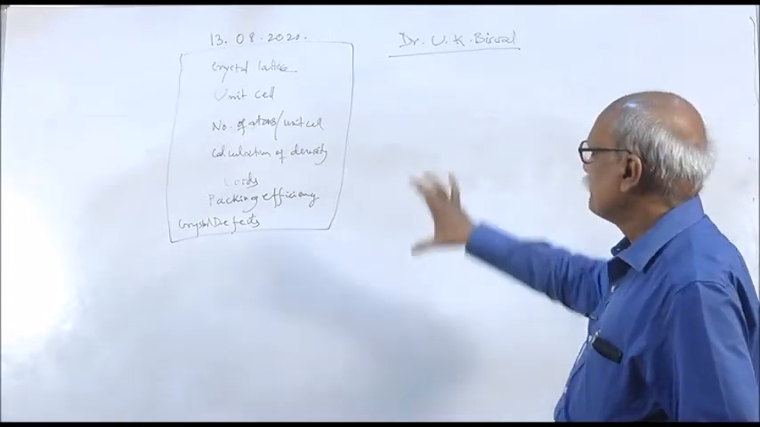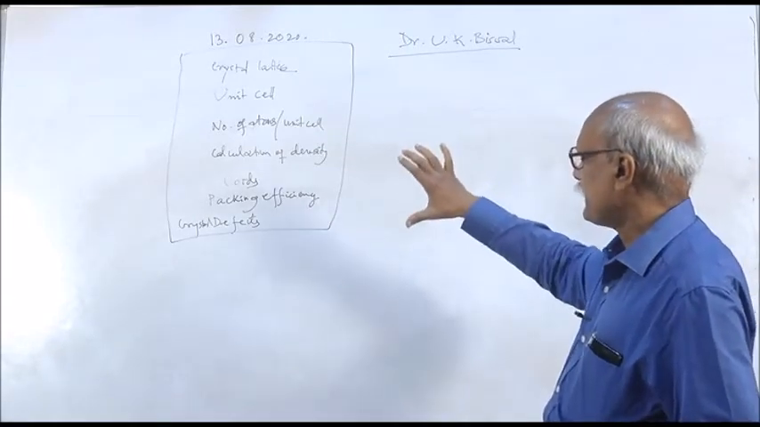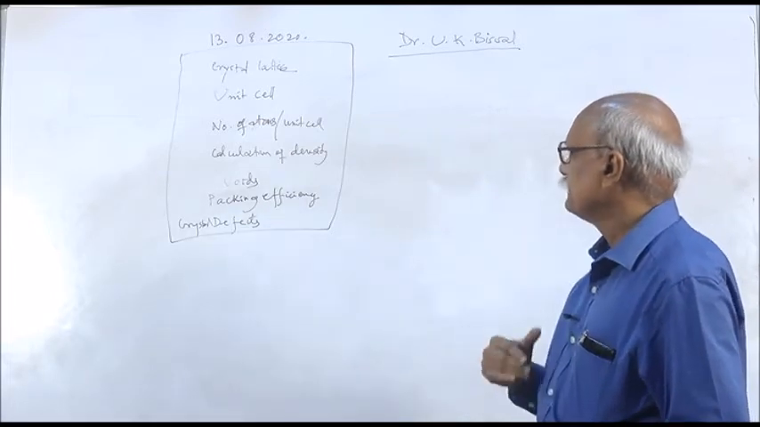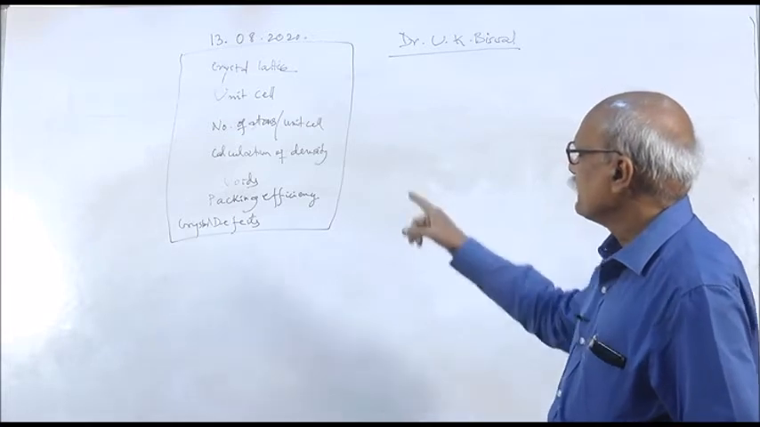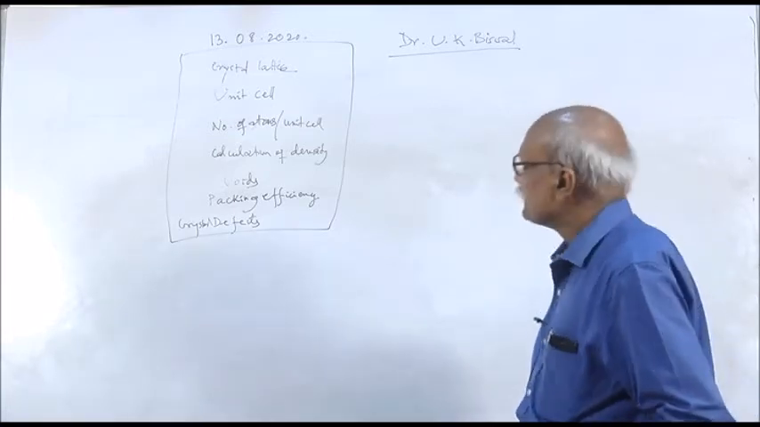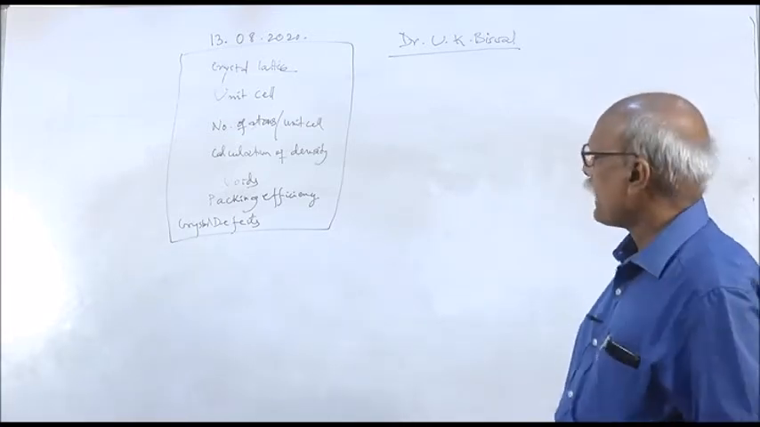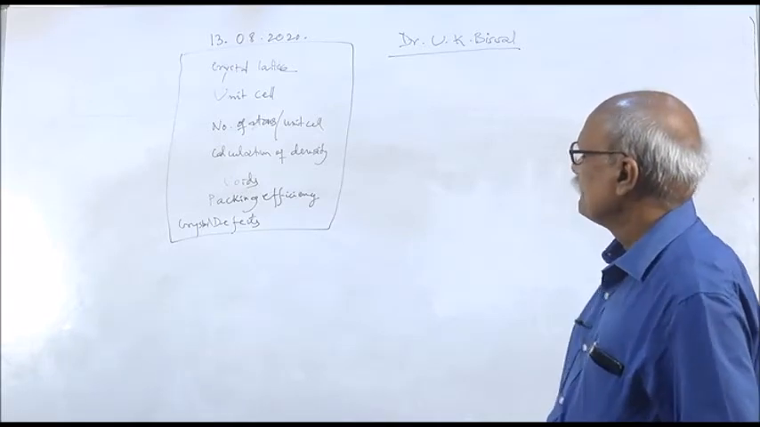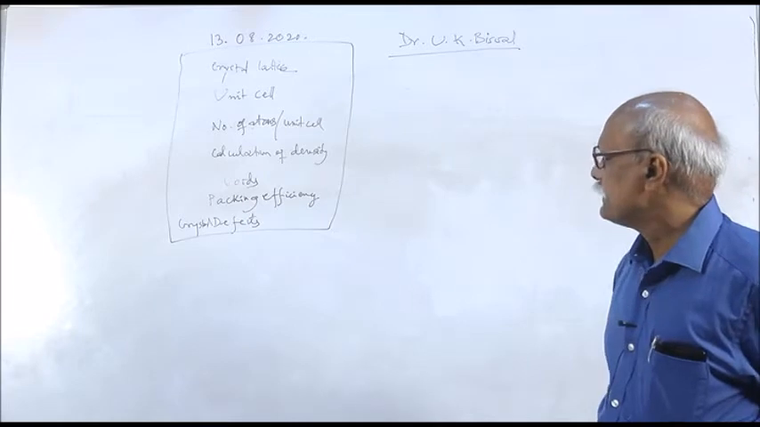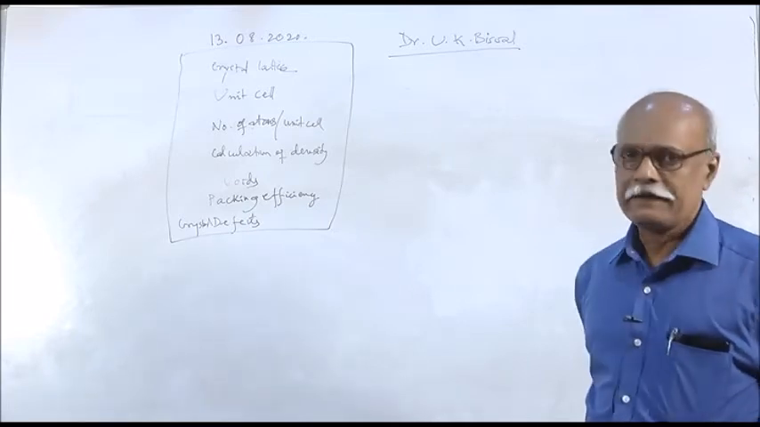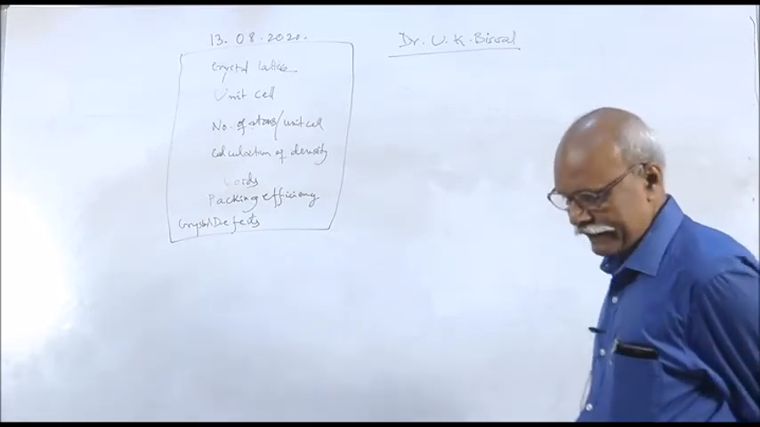We shall discuss the solid state, and in the solid state, as previously we are discussing other things. In this class we shall discuss these parts: crystal lattice, unit cell, number of atoms per unit cell, then calculation of density, voids, packing efficiency and crystal defect in short.